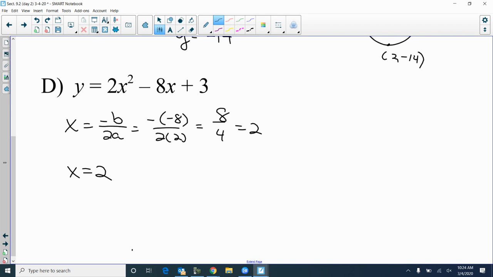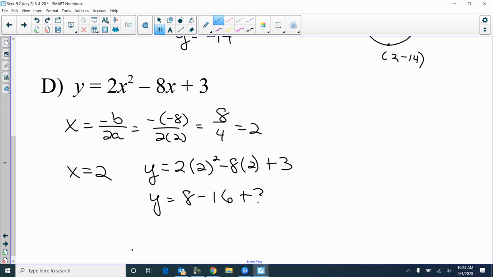Now take whatever you get for x, plug it into the equation, and figure out what your y value is. So John, what'd you end up getting for y? Negative 5. I got 2 squared is 4 times 2 is 8, minus 16 plus 3. It does look like it is negative 5. Make sure you're clear in how you write that. Write the vertex as a point, so 2, negative 5. All right, that's fine.